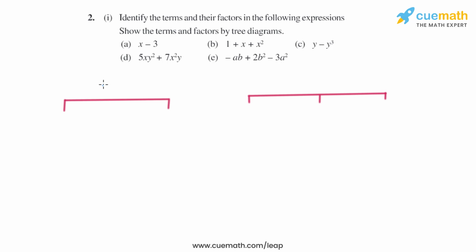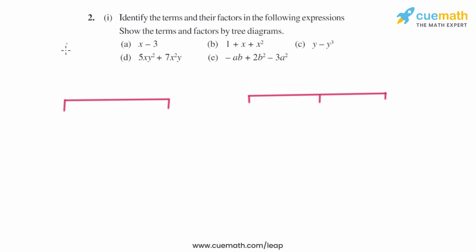In the first part, the expression that is given is x minus 3. The terms are basically x and minus 3. And the factors of x and minus 3 will be the same, x and minus 3 only. Now let's move on to the second part. The expression given is 1 plus x square. The terms are 1, x and x square. The factor of 1 is 1 only because 1 is a constant term. The factor of x will be x and the factor of x square will be x and x.